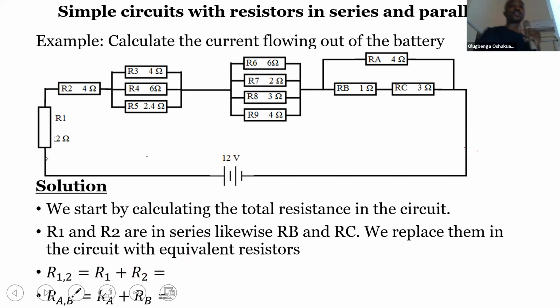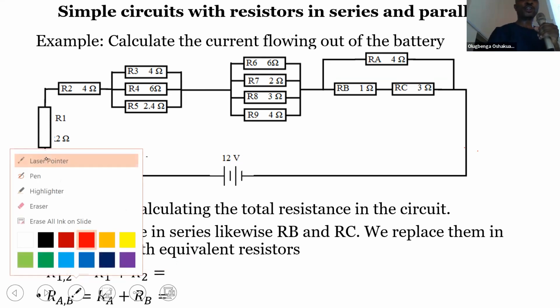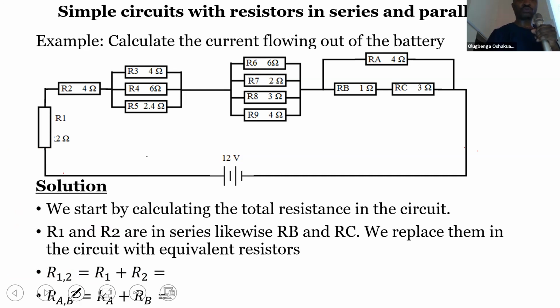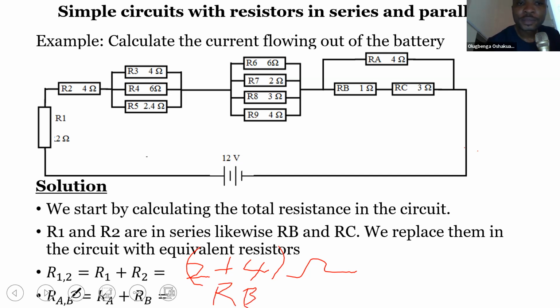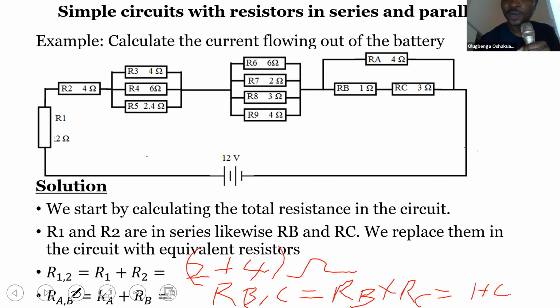Since they're in series, it's easy for us to find an equivalent resistance to say that that is 2 plus 4 ohms. And RB, so this should be RBRC. Sorry, this is wrong. This should be RBC. And that should be RB plus RC. And that should be 1 plus 3 ohms.